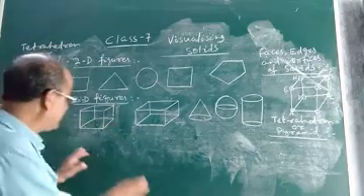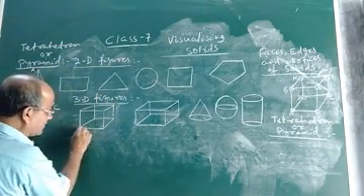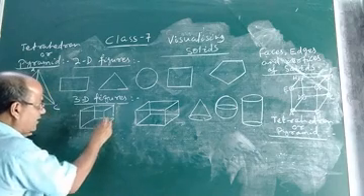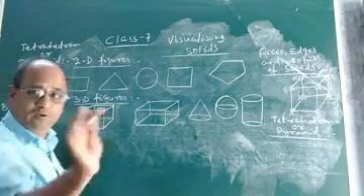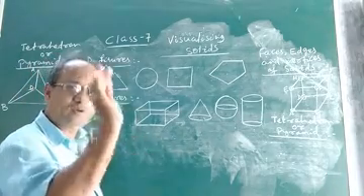Then how many edges do you see? Look at this line segment. This is one edge, this is one edge, this is one edge. If you count like this, you will find that in a cube there are 12 edges.